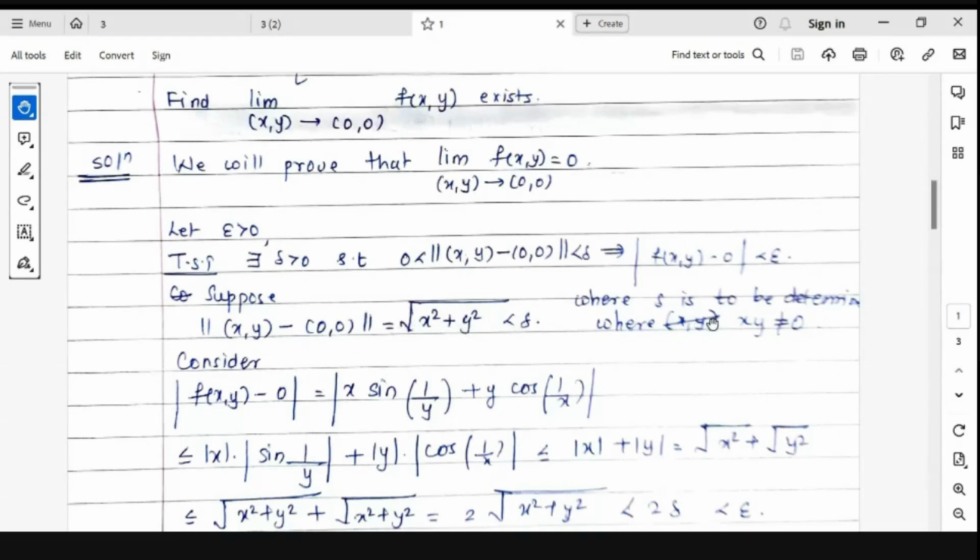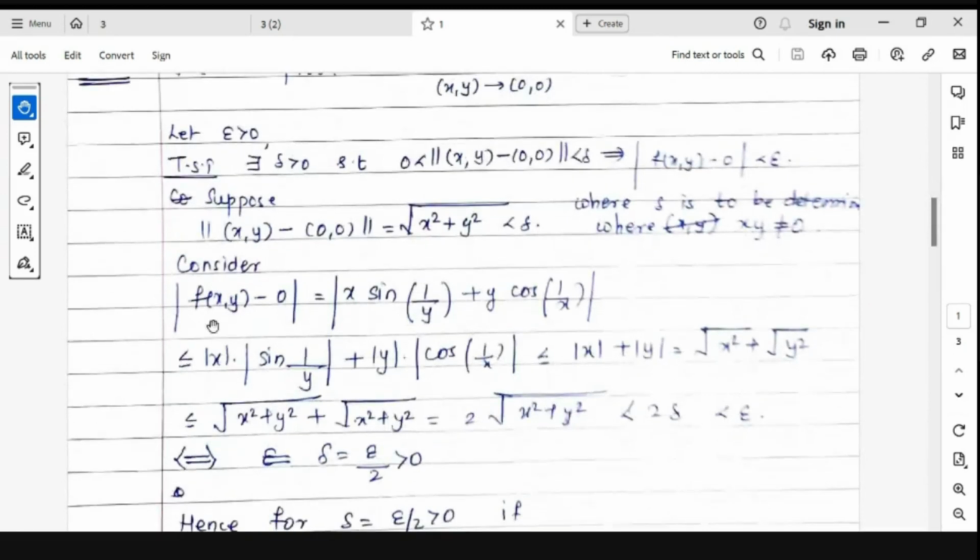Consider mod of f(x, y) minus 0. Substitute the value. This will turn out to be mod of x sine 1 by x plus y cos 1 by x. By the triangular inequality, this will be less than or equal to mod x times mod of sine 1 by x plus mod y times mod of cos 1 by x. And now we know that sine and cos are bounded functions, so mod of sine and mod of cos are both less than or equal to 1. So this is further less than or equal to mod x plus mod y.